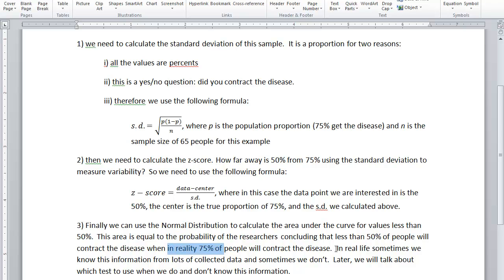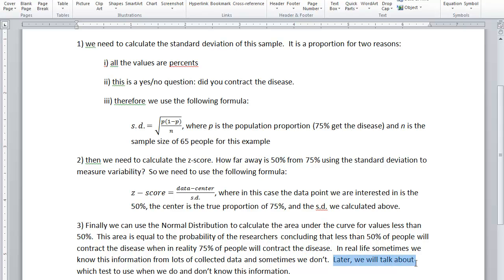So in real life, sometimes we know this information from lots of data collected. Like, Ebola's been around for a really, really long time. Maybe there is an accepted contagious rate. Sometimes things are brand new. That mutation of the flu, like 5 years ago, that was kind of like bird flu or something. That was really new, and people didn't know how contagious it was. And so sometimes we don't know information because we don't have lots of collected data.